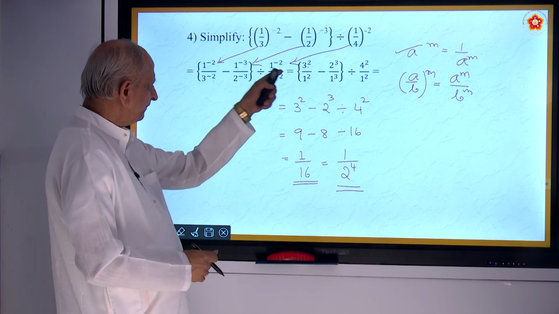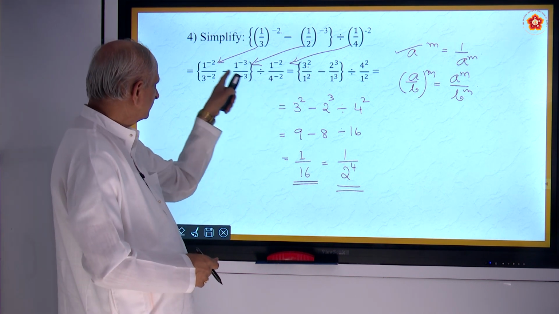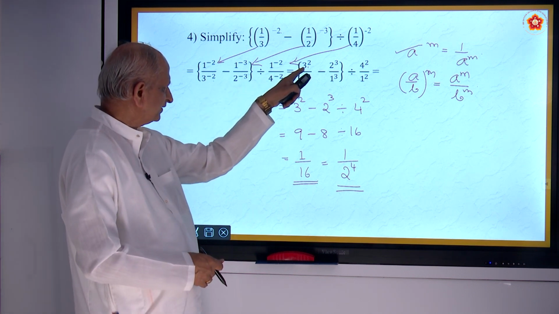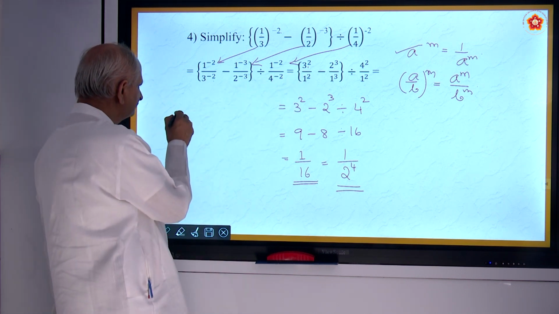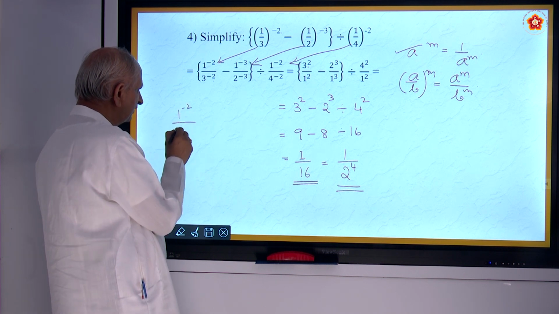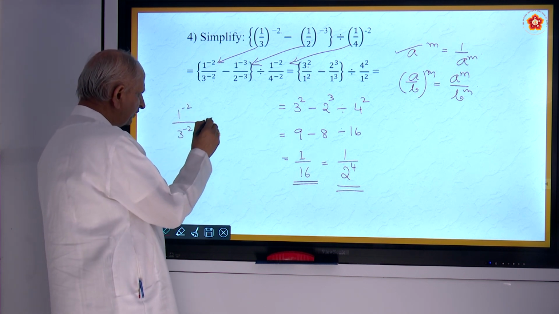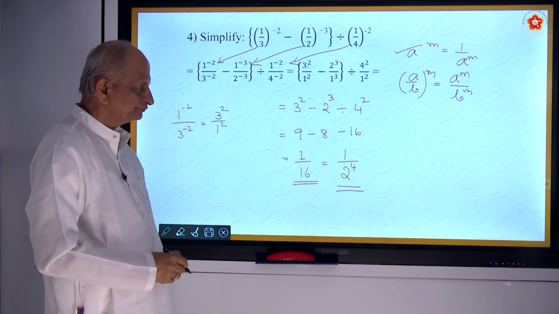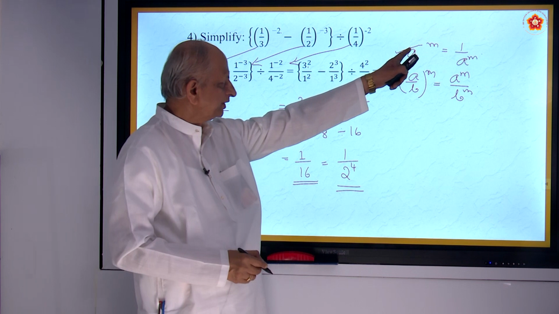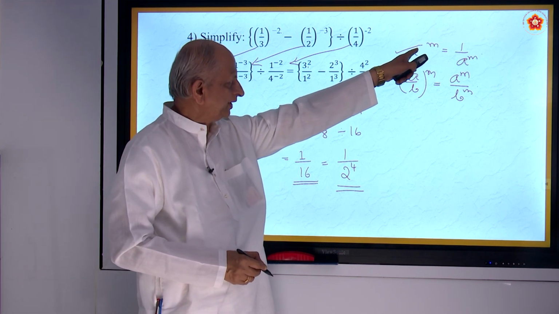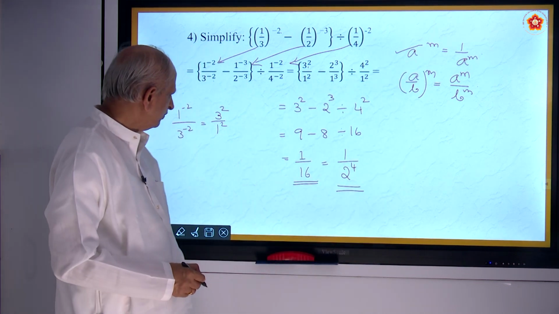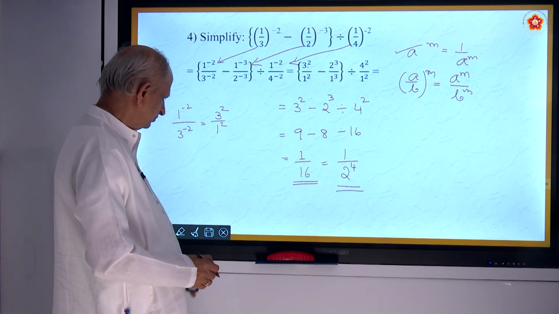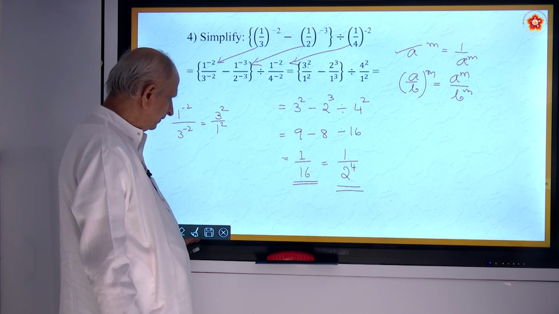Followed? The only point you must note here is that (1/3)^-2, that is 3 to the power of minus 2, should be written like this. So, that is the inverse. This is nothing but 3 square by 1 square. That you must note. How do you write it? It is with the help of this: a to the power of minus m equals 1 by a to the power of m. That is the law we used. Okay. So, shall we move to next?